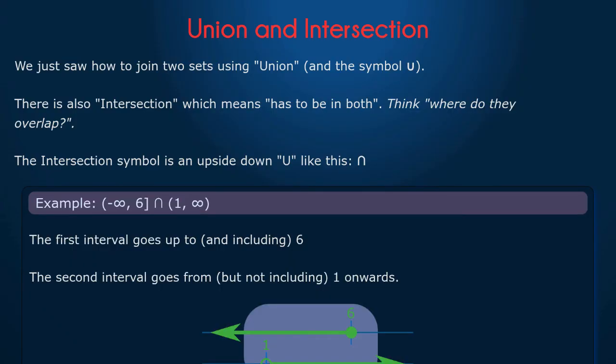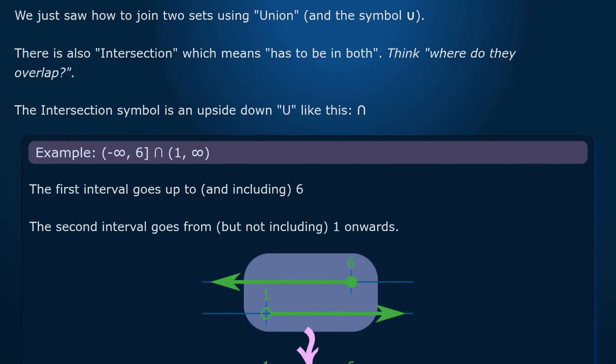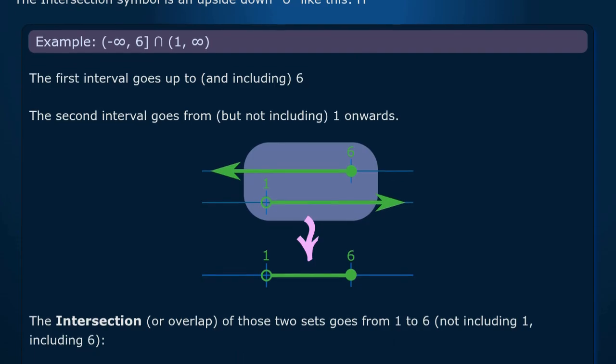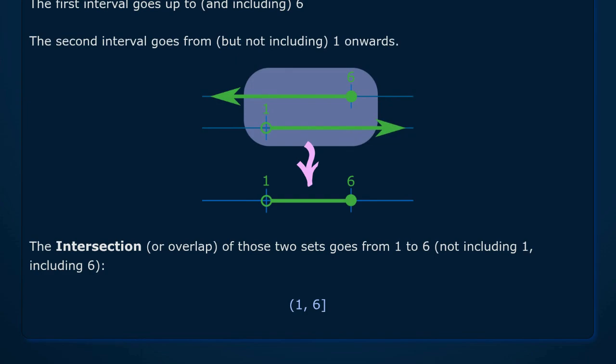Example: the intersection of these two intervals. The first interval goes up to and including 6. The second interval goes from, but not including, 1 onwards. The intersection, or overlap, of those two sets goes from 1 to 6, not including 1, including 6.